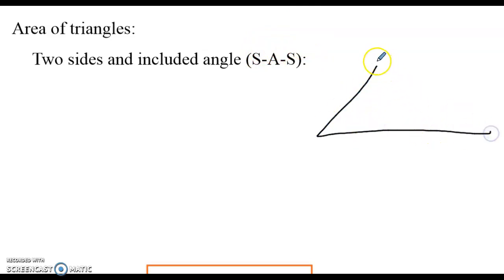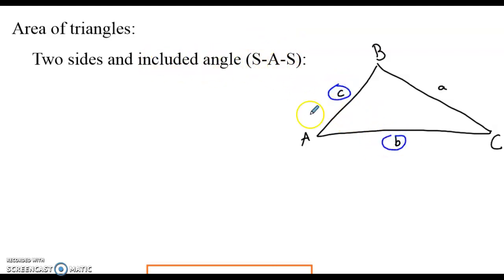So here's what that means. Let's say I have a triangle here. I'm going to call it triangle ABC. This is side length A, this is side length B, and this is side length C. Let's say the two sides that I know are these two sides, and I know their included angle, this angle. Given those three measurements, can I find the area of this triangle?